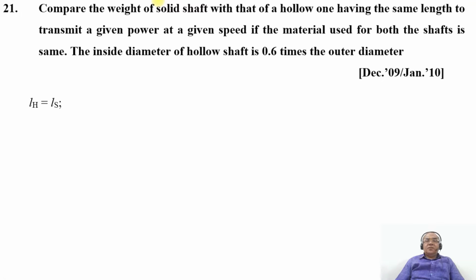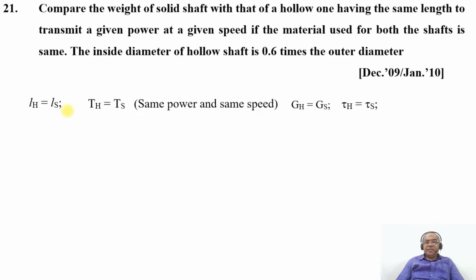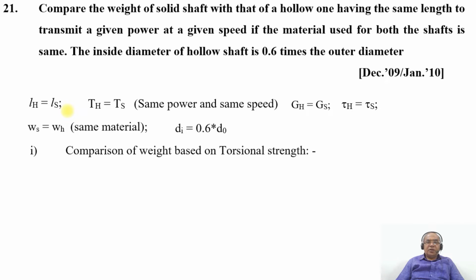First we are going to analyze this. We have the same length, so LH equals LS, and similarly TH equals TS, same power and same speed. So torque is the same for both, because power P equals 2 pi N T by 60,000 kilowatt. The material is the same, that is GH equals GS and tau H equals tau S, so WS equals WH. The inside diameter of the hollow shaft, Di, equals 0.6 into D naught.